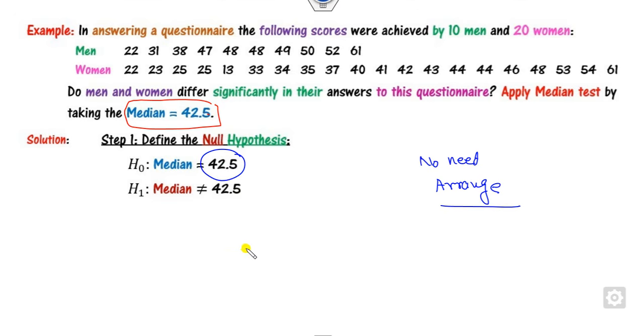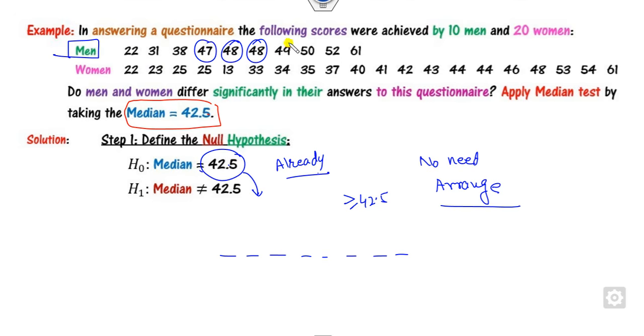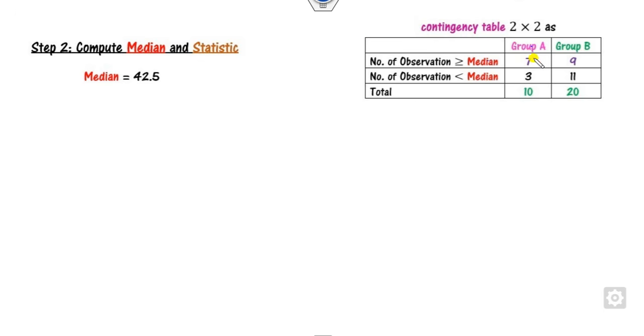You may arrange them, write all these values in ascending order and then compute the median. Again you will get the same. But in this example the median is already given to you, so there is no need to compute it. You just check how many observations are greater than 42.5. So you can see 1, 2, 3, 4, 5, 6, 7. So you can write in group A there are 7 observations. Similarly for group B, you can write here.